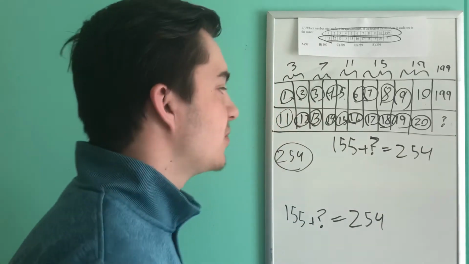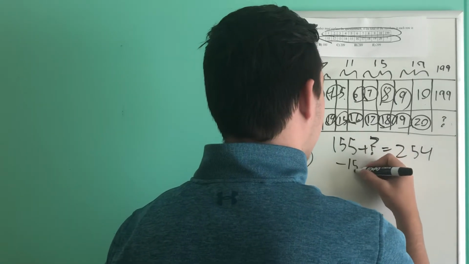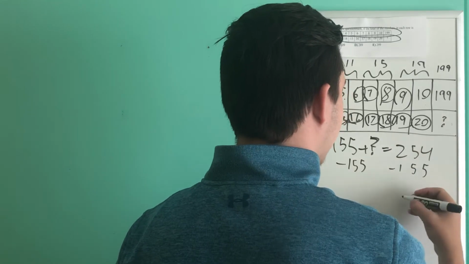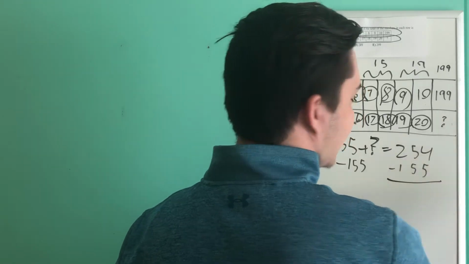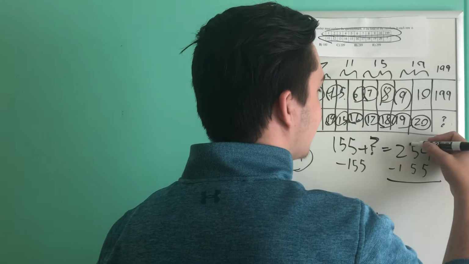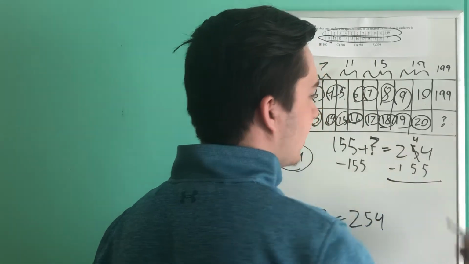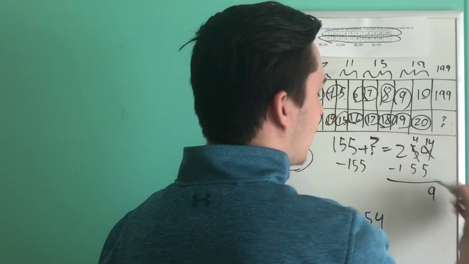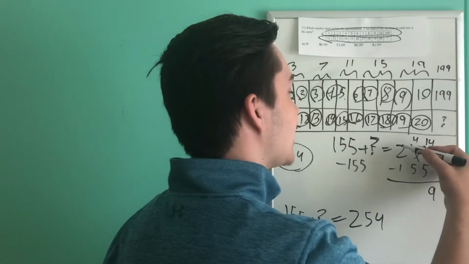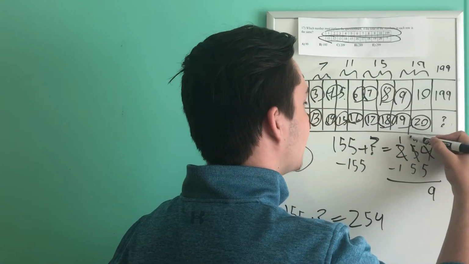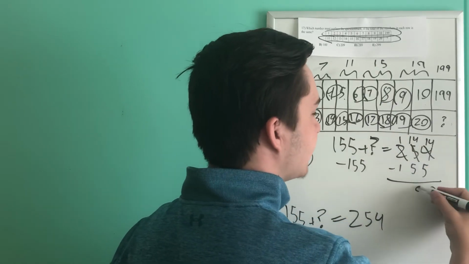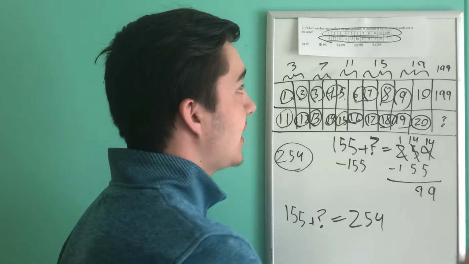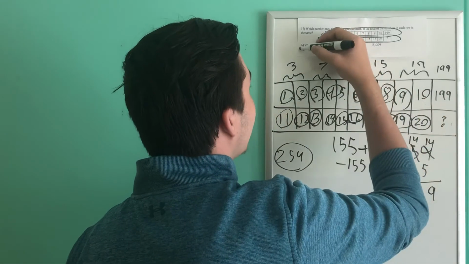So now what we can do is we can subtract 155. So let's do that. 4 minus 5, we can't do that, so we get rid of the 5. And we make this a 4. And then we make this a 14, right? So 14 minus 5 is 9. 4 minus 5, we can't do that. So we change this into a 1, and we change this into a 14. 14 minus 5 is 9. So what number do we get? 99. So now we know that the question mark is equal to 99.